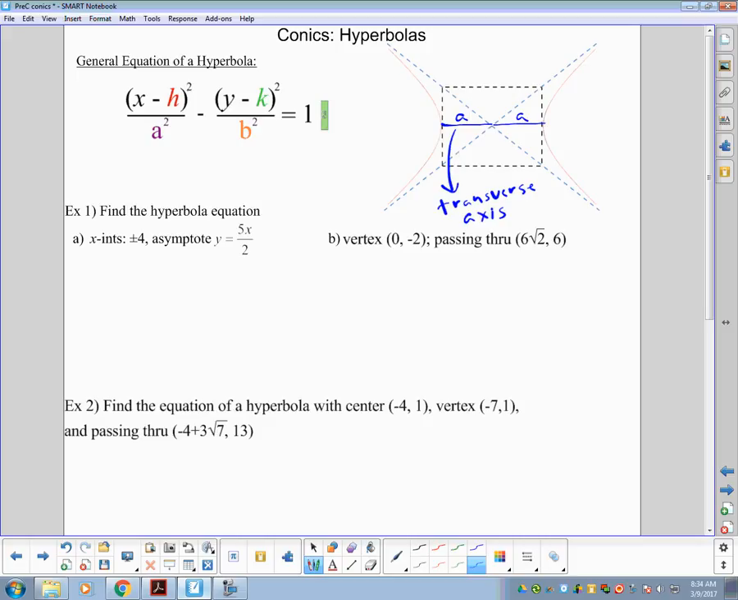And the A will go underneath the Y, representing the transverse axis if it's opening up and down. Okay? And then also these terms will switch order. You'll have the Y value first if it's opening up and down. This right here, different color, is B, and this is called the conjugate axis. We have vertices. Here is a vertex, one of the vertices.